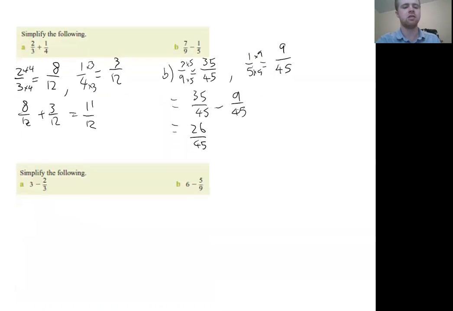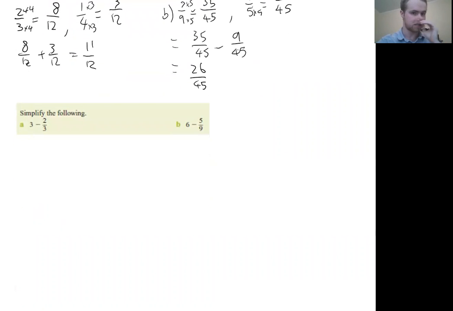All right, last lot of questions. Here, we're subtracting, but we're subtracting from a whole number. So we need to work out how we are going to do this. We've got a whole number here. What we're going to do is convert that whole number into a certain number of the bits of those fractions. So in that first example, we have thirds. We're taking away 2/3. So we're going to convert 3 into something as thirds.